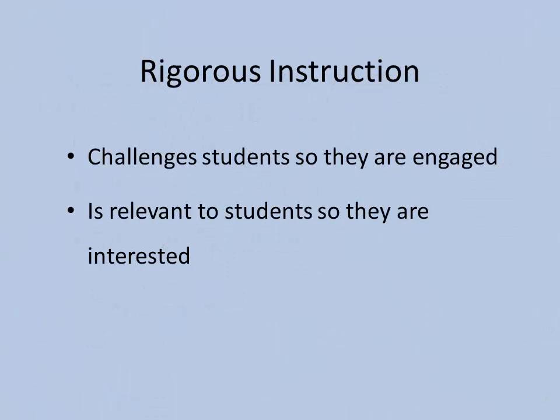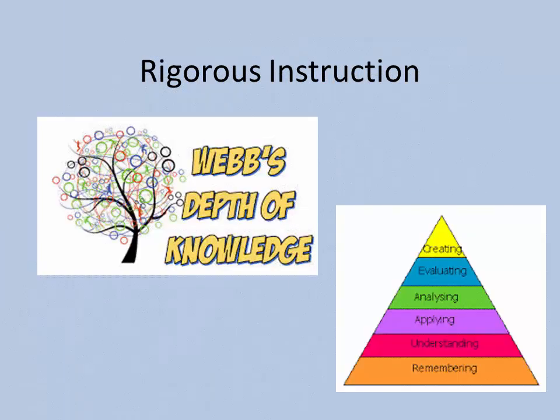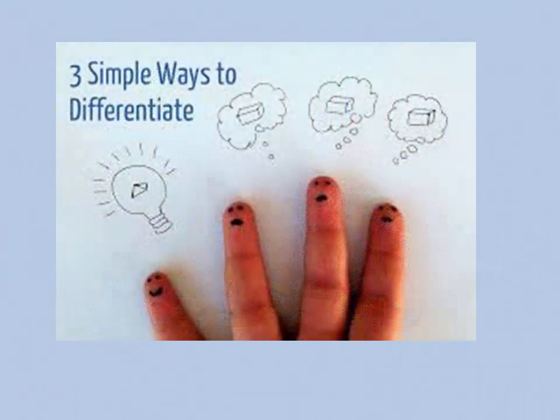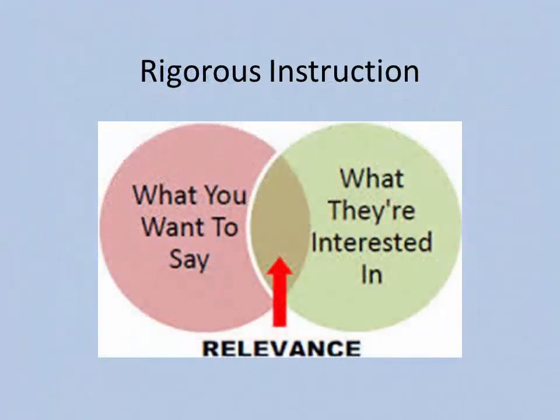The first component of good classroom management is rigorous instruction. When planning your instruction, keep in mind Webb's depth of knowledge levels and Bloom's taxonomy. Appropriately challenge and differentiate instruction for all your students so they are engaged. Finally, instruction that is relevant to students keeps them focused as it prepares them for success in college or a career.